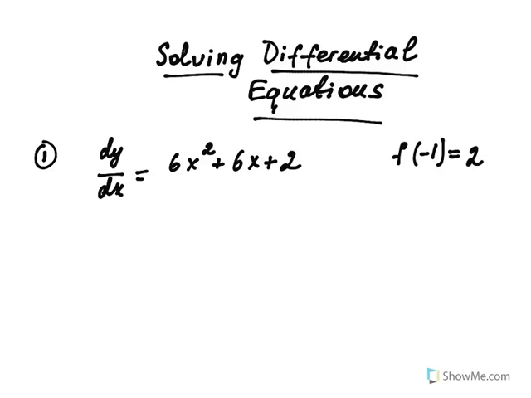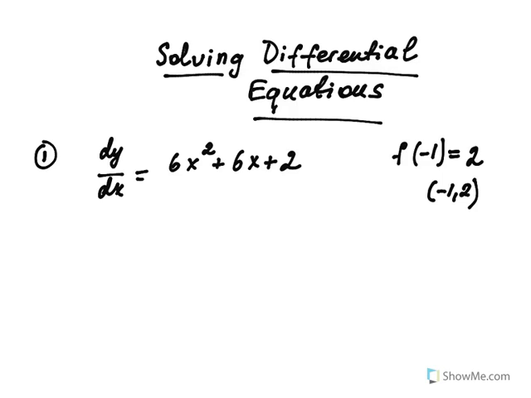Alright, this video is about how to solve differential equations with given initial condition values. So I'm going to start with example 1, pretty basic. The equation is dy/dx = 6x squared plus 6x plus 2, and that's your differential equation, and your initial value is (-1, 2), and that's given. All right, let's see how this works.